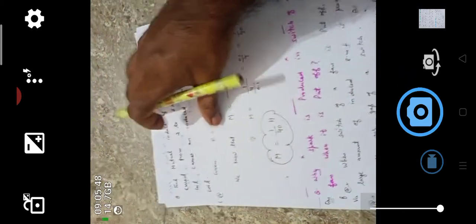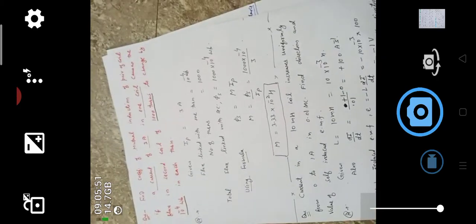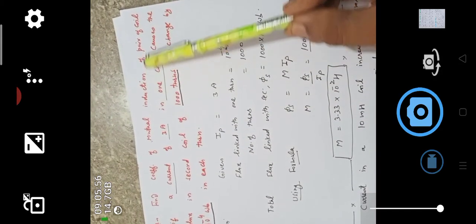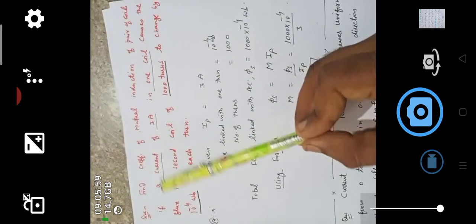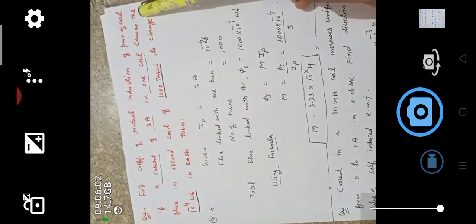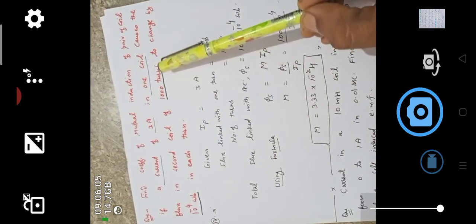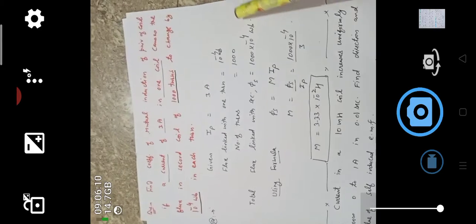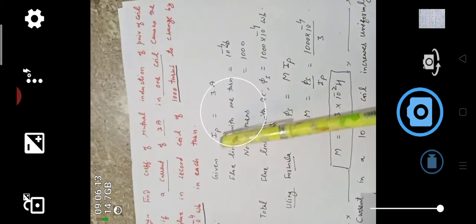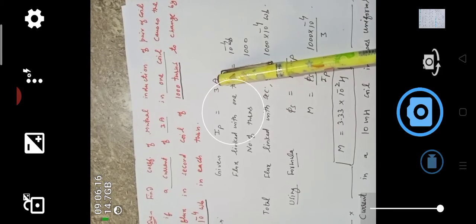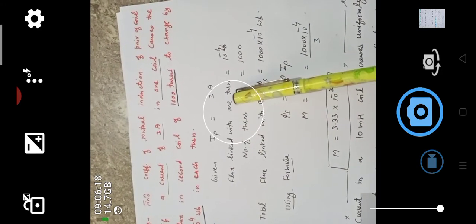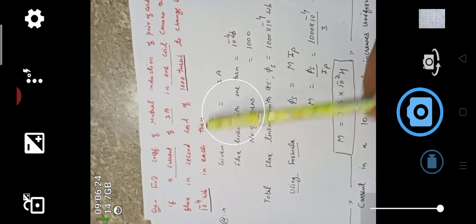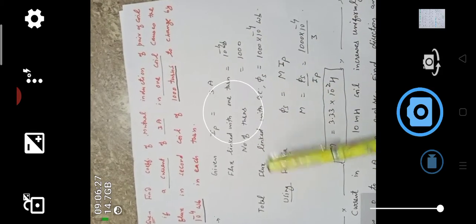Yes. See the next. Find the second numerical. Find the coefficient of mutual induction of a pair of coils if current of 3 ampere in one coil causes the flux in secondary coil of 1000 turns to change by this in each turn. Okay. What information is given to you? Jasharup, IP is 3 ampere. Flux linked with one turn. See here, it is given, Mansi Sharma. It is a flux linked with one turn, each turn. Number of turns 1000. What is the total flux linked?